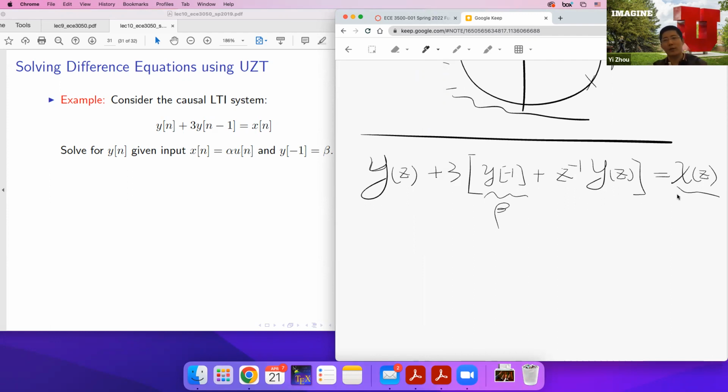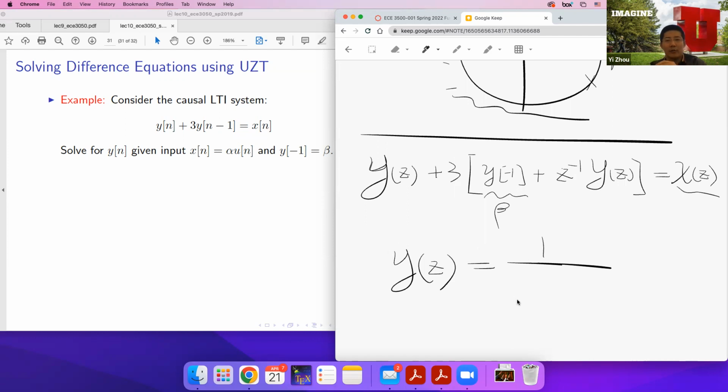So once these two are given, we can go over the details the next time. But once these two are given, you can solve for the unilateral transform Y(z). It's something like a fraction, and then from there you can identify the region of convergence, and with that you can find the inverse.